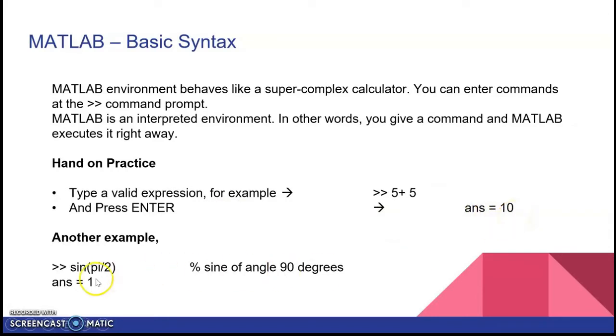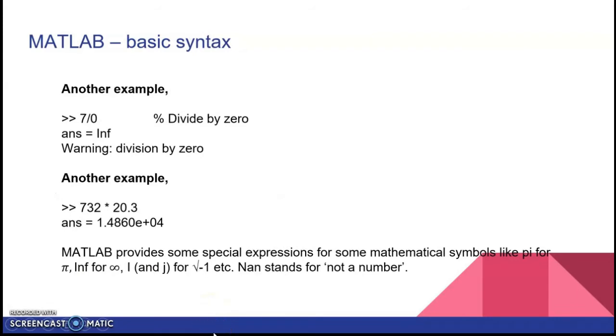Another example, for trigonometric functions, we have sin of pi over 2. ans, the default variable in Matlab, equals 1. Another example, 7 divided by 0. The answer is infinity because any number divided by 0 is infinity. We do not have any symbol for infinity in Matlab. That's why instead we use Inf.